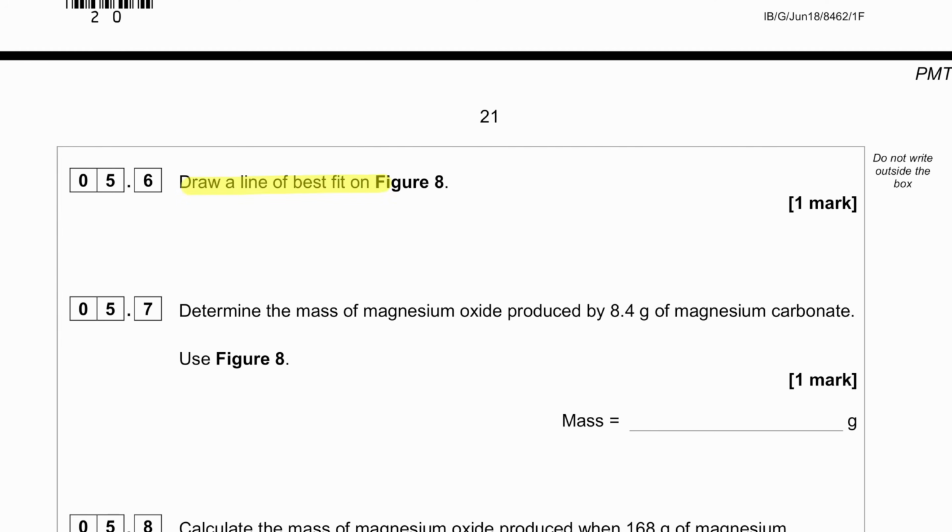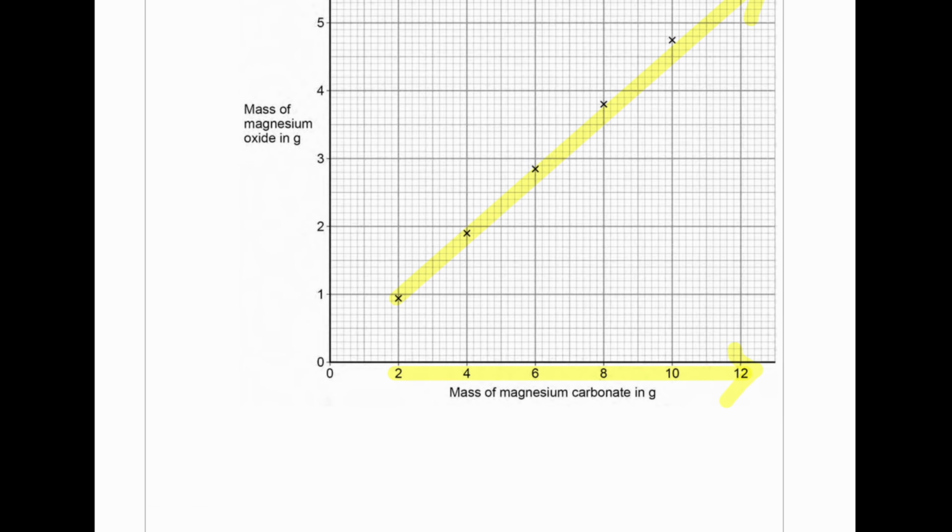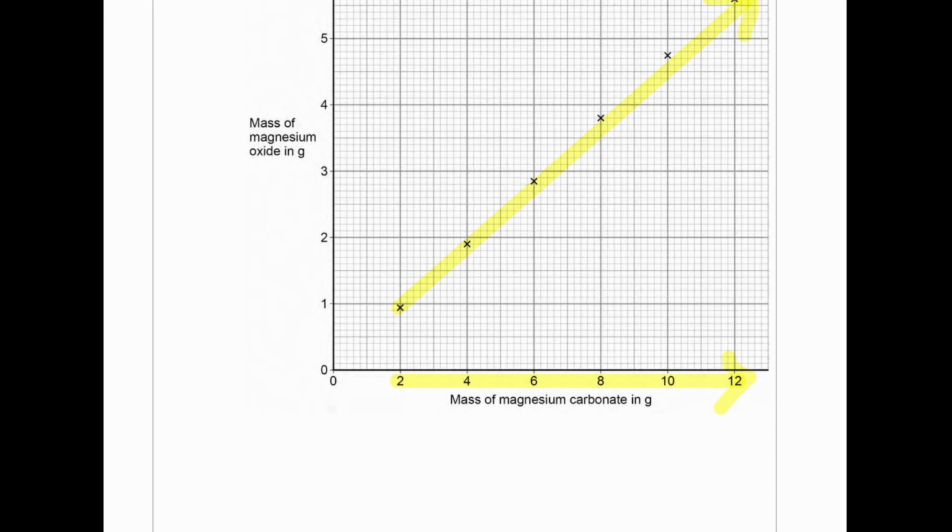Okay, draw a line of best fit on figure 8. Line of best fit. Oh, okay. I guess we did it already, but let's do it again. So we can start from 0. When the mass is 0, the mass of magnesium oxide will also be 0. And okay, we have a pretty much straight line. Yeah, make sure to touch all the points.